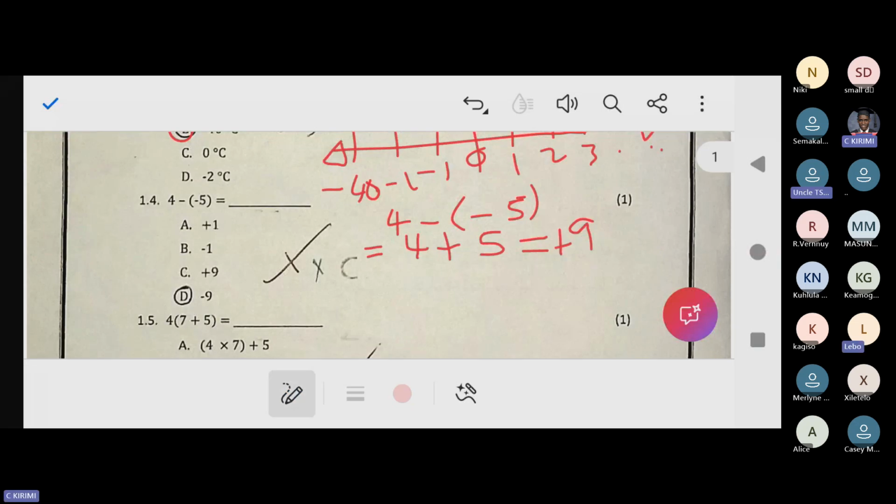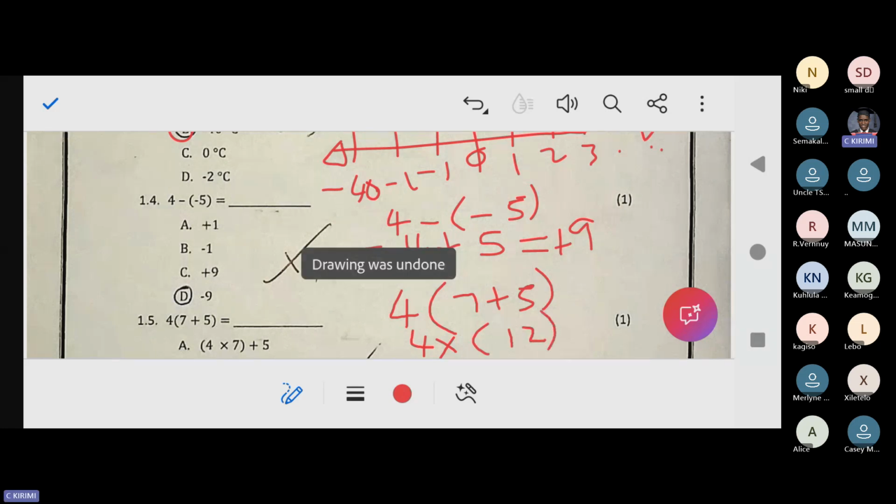Then if we are to solve 4 bracket 7 plus 5, we said 4 next to a bracket means we are multiplying. 7 plus 5 is 12. So what is 4 times 12? 48. It's 48, isn't it?